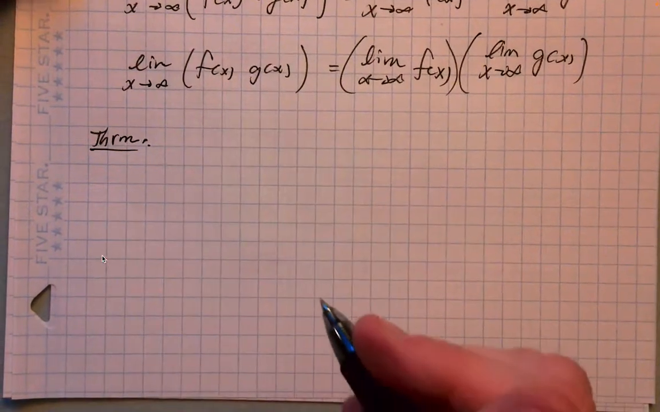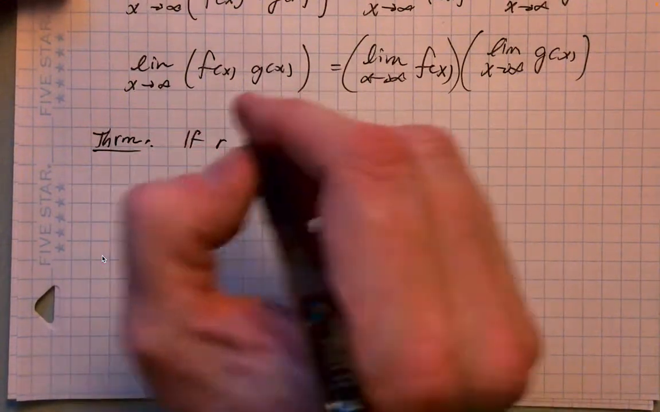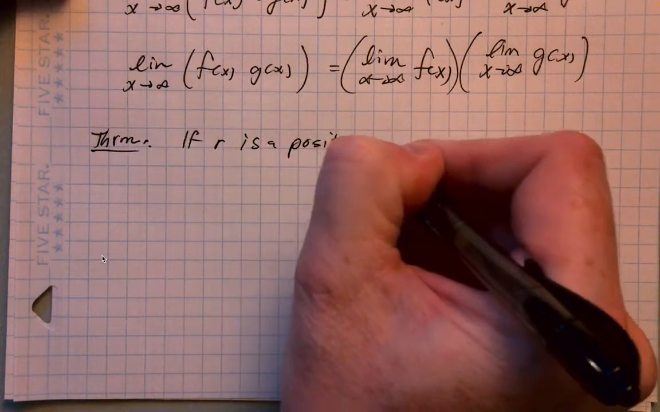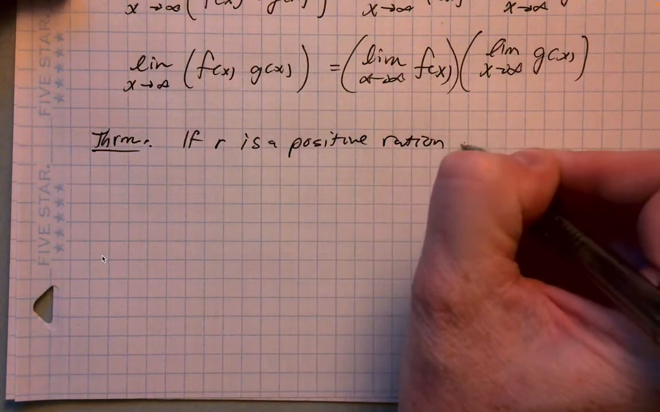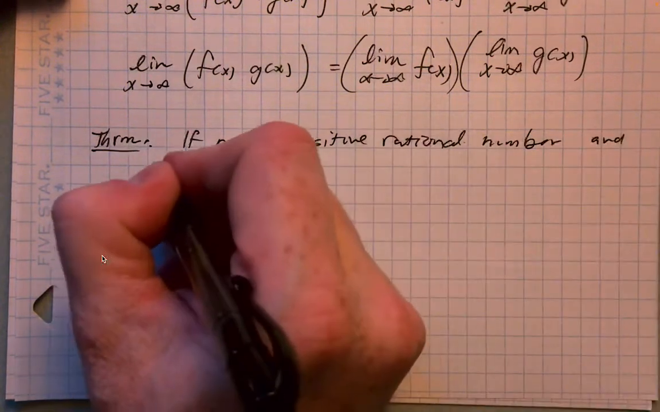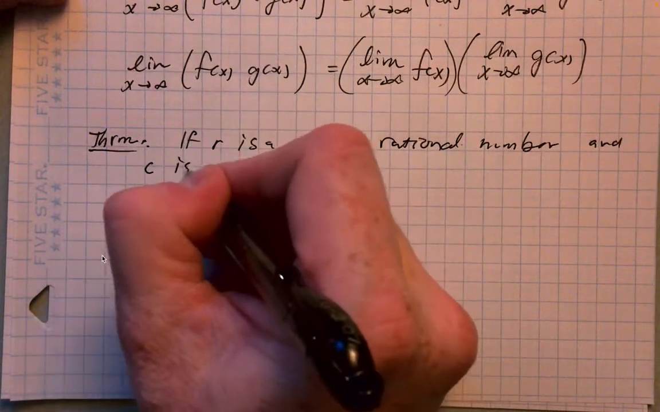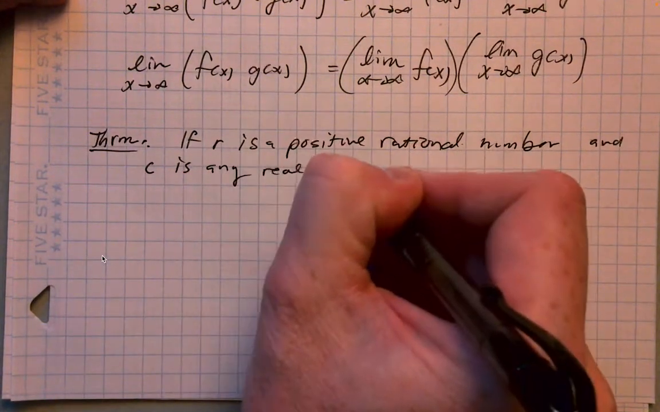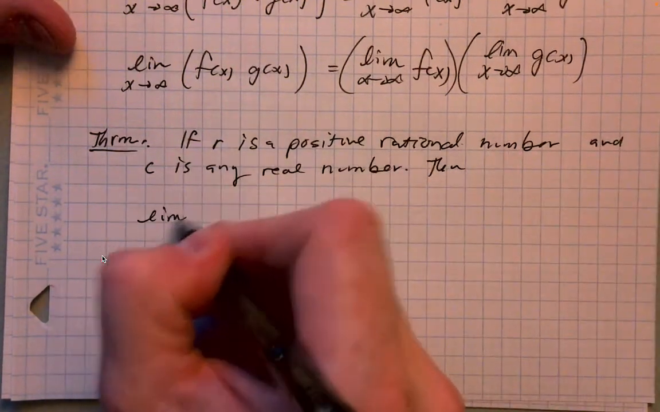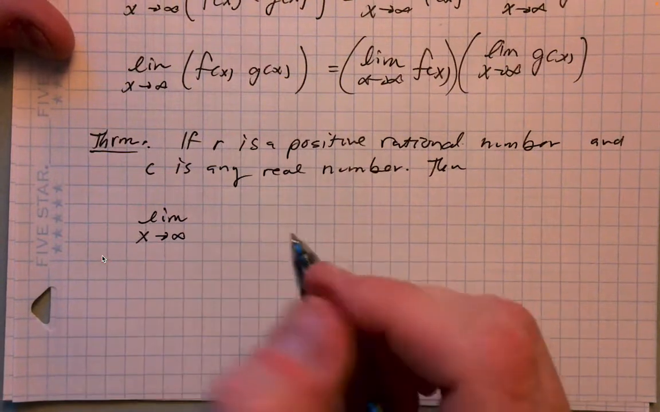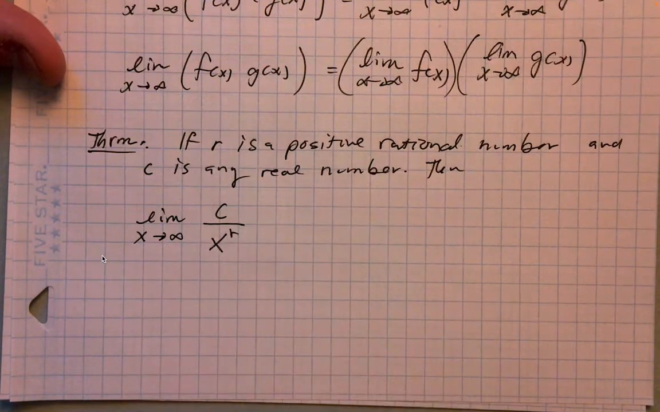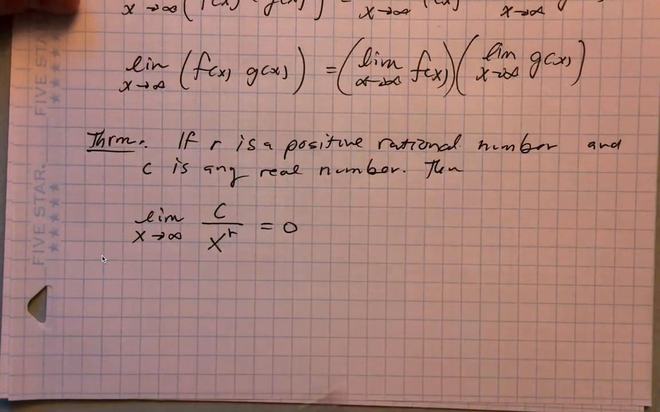So the first one is this. If r is a positive rational number, and C is any real number, then the following is true. The limit as x approaches infinity of the constant C over x to the r power is 0.